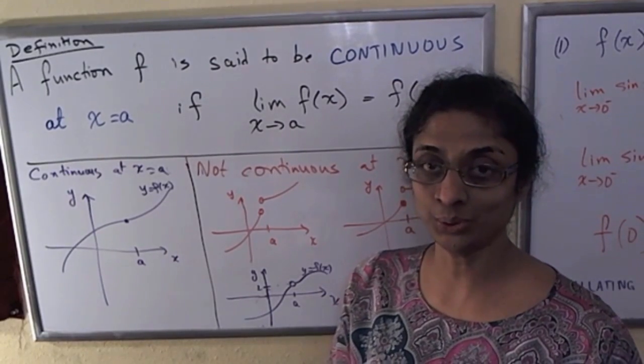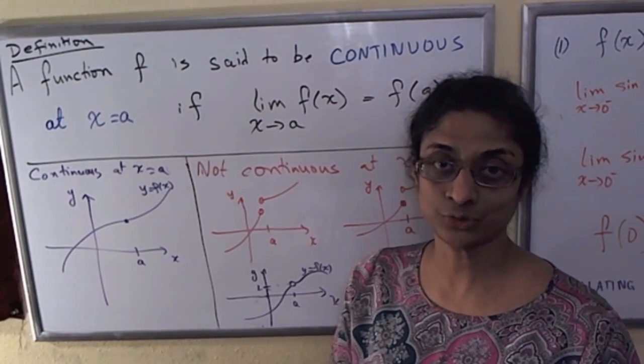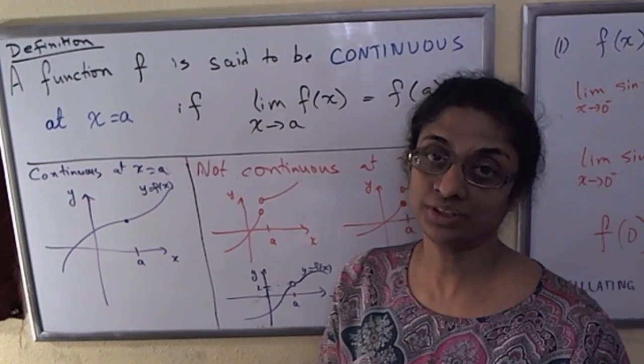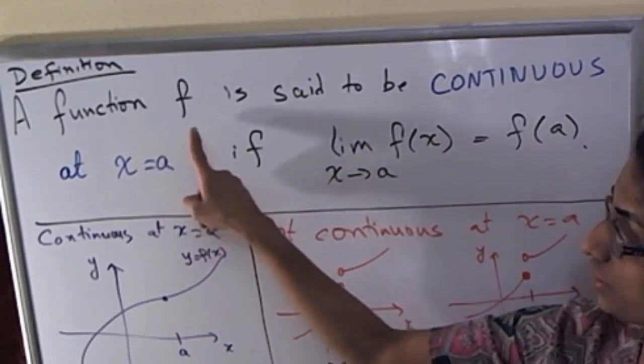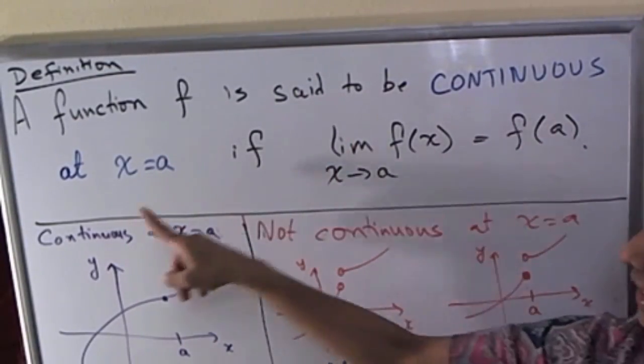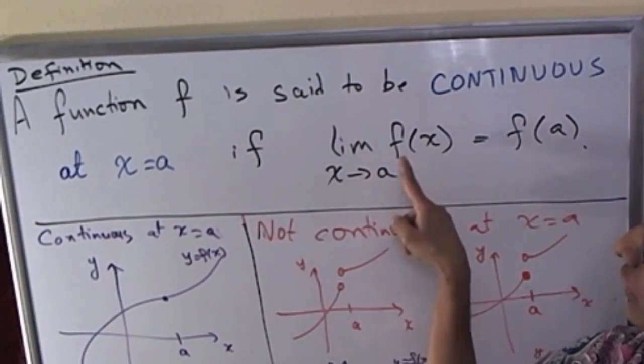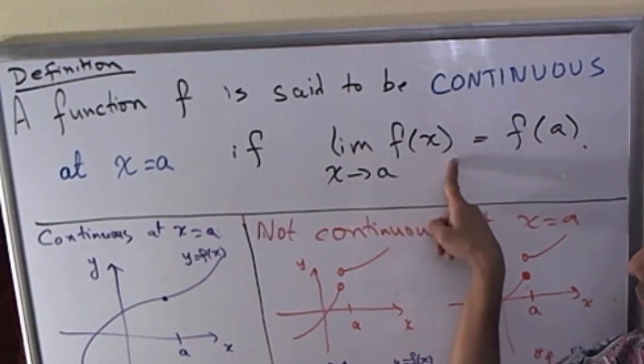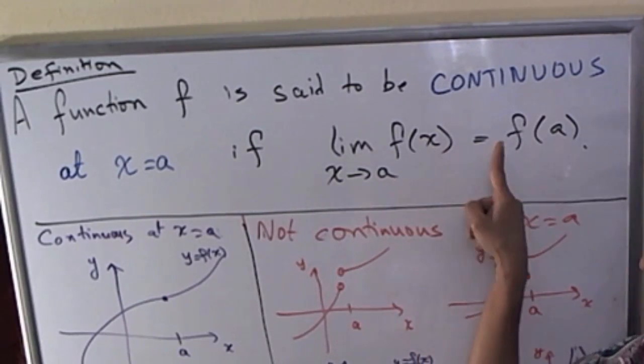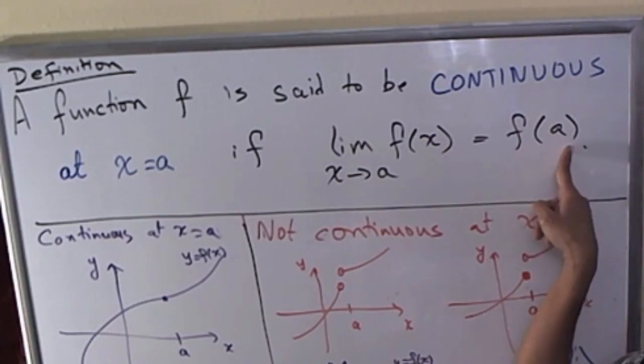Hi, in this video, let's discuss continuous functions. Let's begin with a definition. A function f is said to be continuous at x equals a, where a is a number, if the two-sided limit of f of x as x approaches a is exactly equal to f of a.